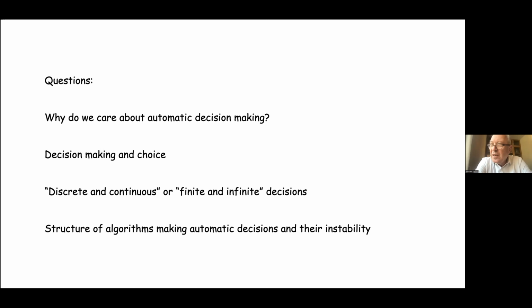We will see that there are essentially two types of decision making, the discrete and the continuous version. In the discrete case, you make your decision by making a choice out of finitely many possibilities. And there are other types of decision making, when you make your decision by selecting an option from an infinite set of choices.